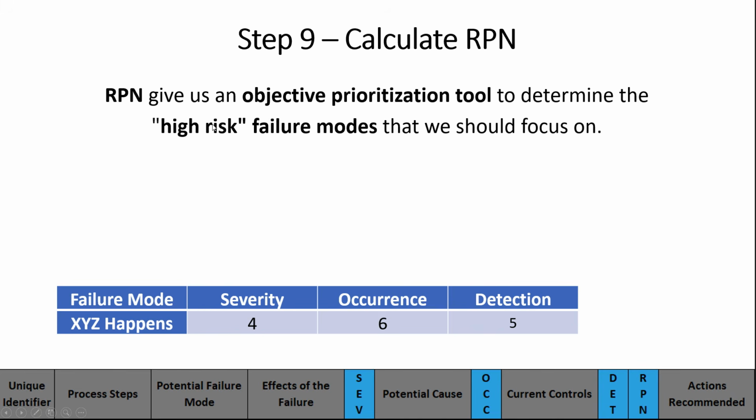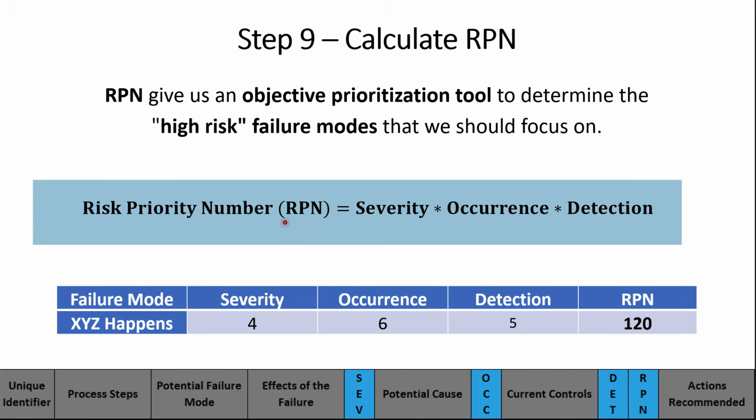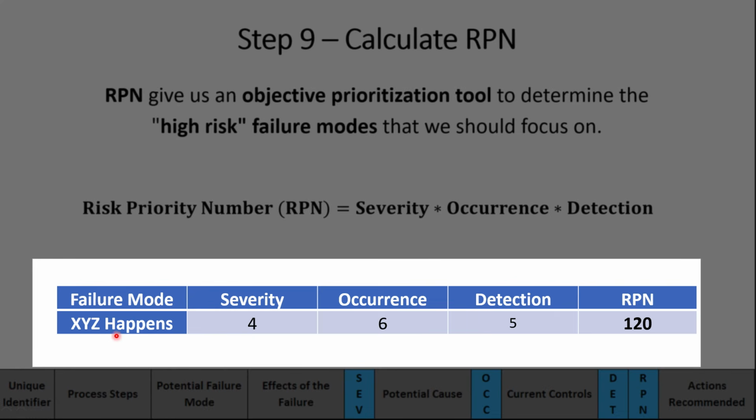So what is RPN? RPN stands for risk priority number, and it's calculated as severity times occurrence times detection. So let's say we have this example, we have this failure mode, and we have a severity of 4, occurrence of 6, and detection of 5. Well, our RPN number is simply 4 times 6 times 5, which is 120.